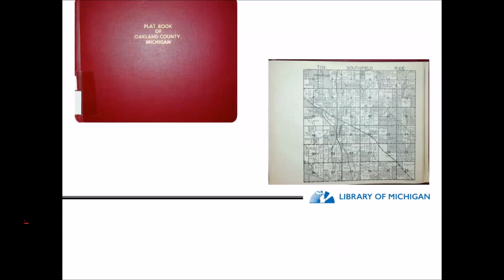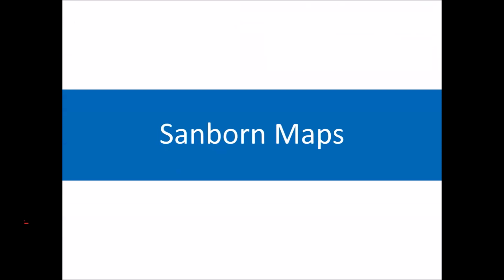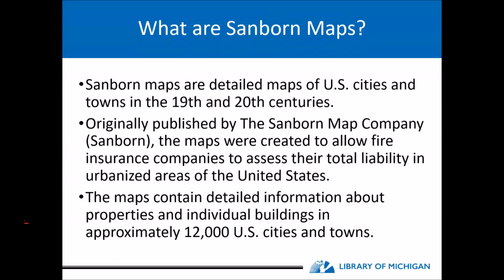But next, I want to go ahead and talk more about the Sanborn maps that we have and that you can find elsewhere. So what are the Sanborn maps? These are detailed maps of US cities and towns in the 19th and 20th centuries. They're published by the Sanborn Map Company. Most people just call them Sanborns.